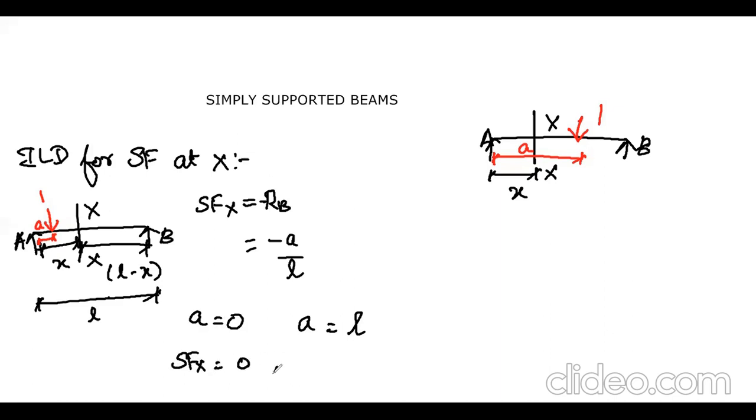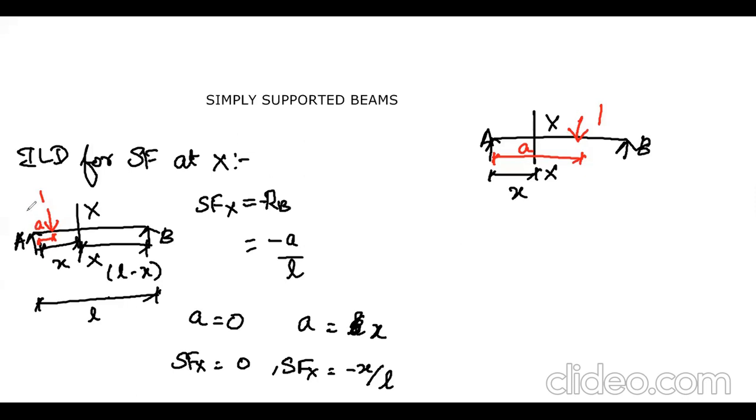Now when I apply a equal to 0, the value of shear force at X will become 0. When I apply a equal to L, the value of shear force at this place will become, sorry, I should not use L, I am very sorry. The value is here X, am I right? Up to this portion only we are considering, the value of a will be taken as X. So the value will become minus X by L. In the second case we are going to consider the distance X to L.